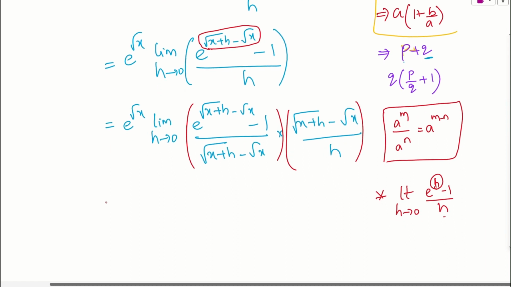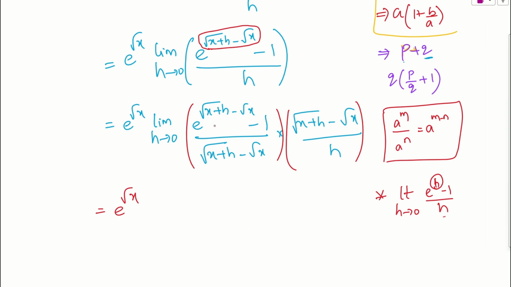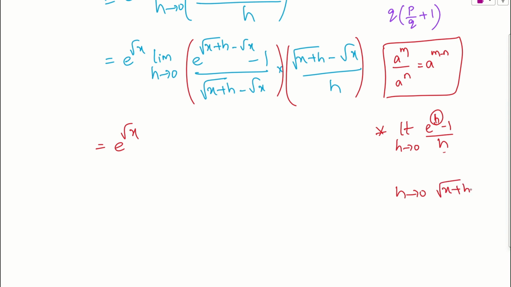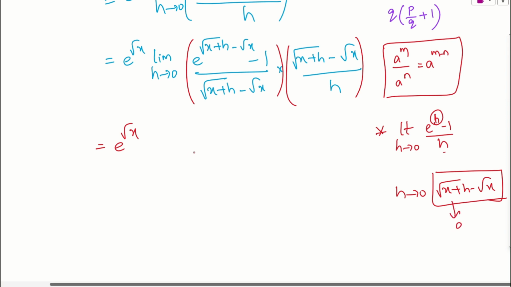So what should I do? This will be e power root x here. If I take h tends to 0, what will this whole thing be? This will be 1 alone. Why? Because if I take h tends to 0, this value, root of x plus h minus root x, will be tending to 0 alone. Is it okay? So this is simply 1. Are you getting my point here?